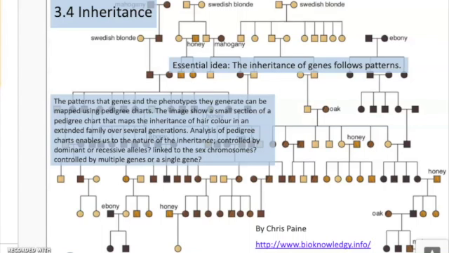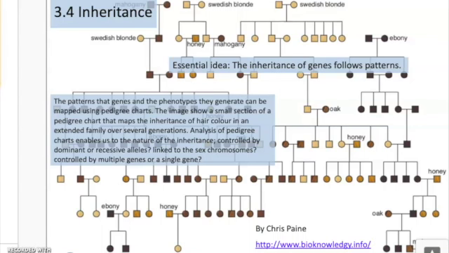The essential idea of this subtopic is that the inheritance of genes follows patterns. We're going to be looking at the different ways that genes are inherited. In order to do that, you are going to have to learn quite a bit of vocabulary.